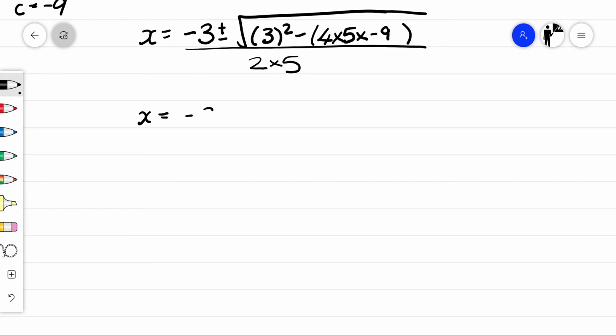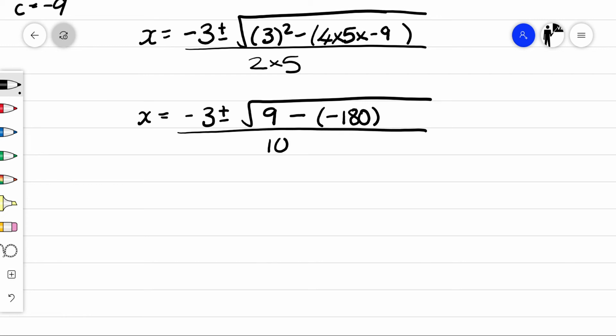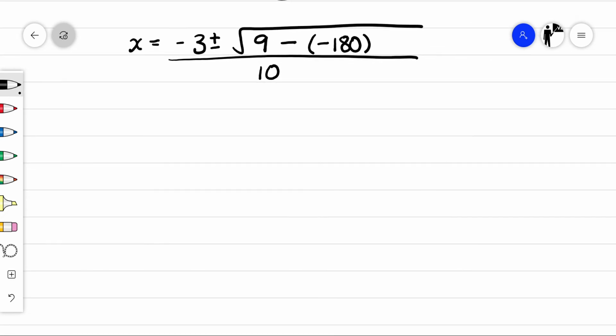x equals minus 3 plus or minus the square root of 9 minus, and then what we've got 4 times 5, which is 20. 20 times negative 9 is negative 180. And that's over 10. So x equals minus 3 plus or minus the square root of 9 subtract negative 180 is positive 189.